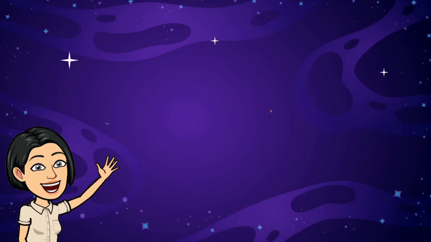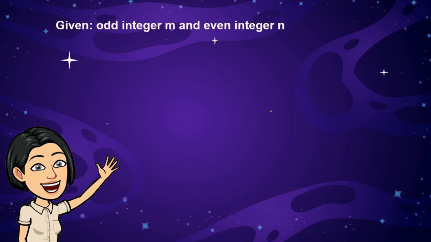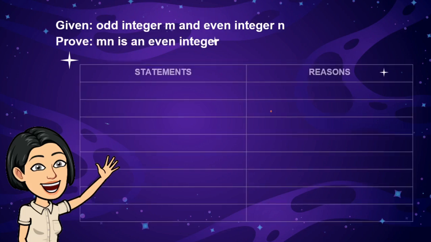Okay? So, we will end this by another example para maging clear pa. This is the same as your given sa learning task nyo mismo. So, ito na mismo yung gagawin nating example para meron kayong guide. So, doon, ang given ay, we have an odd integer m and an even integer n. We have to prove that m times n is an even integer. We could do this by creating a table.